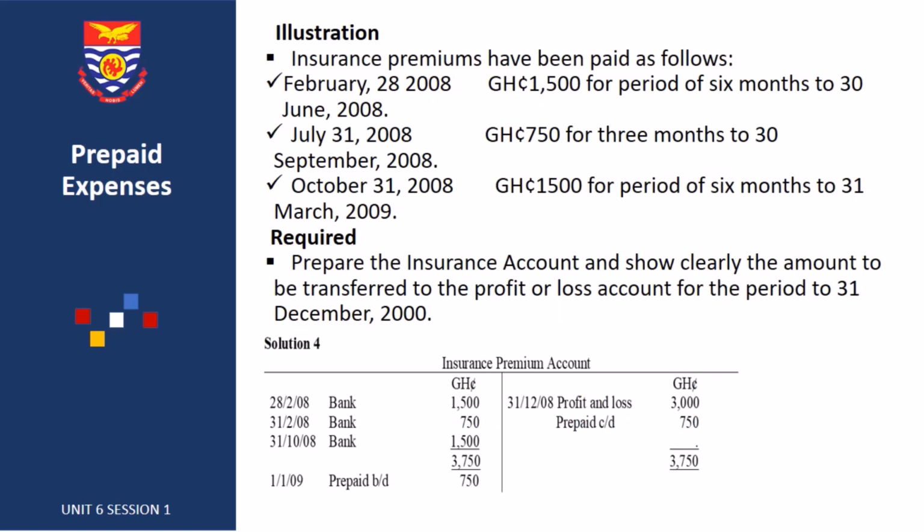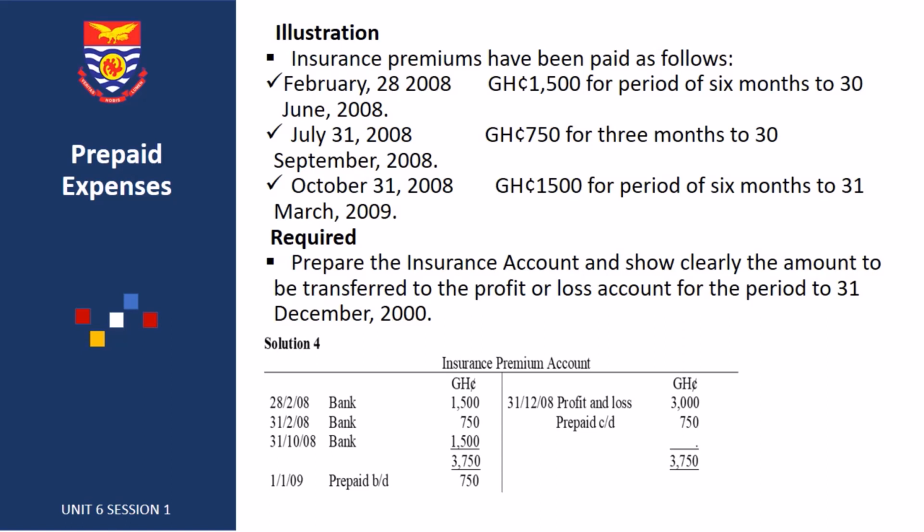Insurance premiums have been paid as follows. February 28, 2008, 1,500 Ghana cedis for a period of 6 months to 30 June 2008. July 31st, 2008, 750 cedis for 3 months to 30 September 2008. October 31st, 2008, 1,500 for a period of 6 months to 31st March 2009. Required, prepare the insurance account and show clearly the amount to be transferred to the profit or loss account for the year ended 31st December 2008.